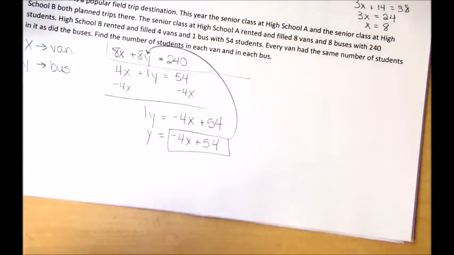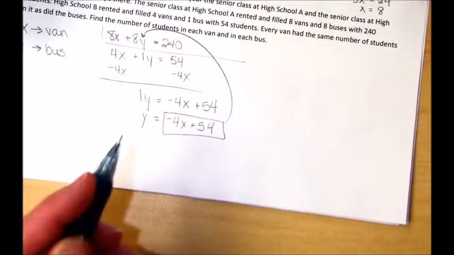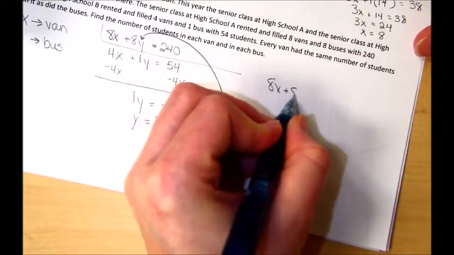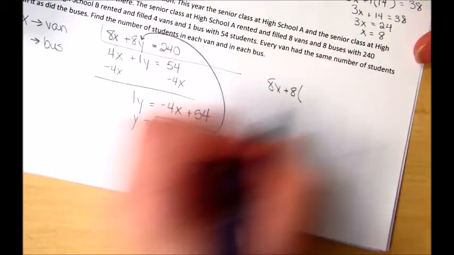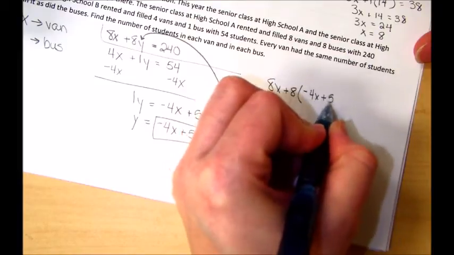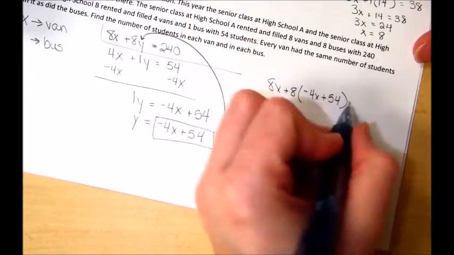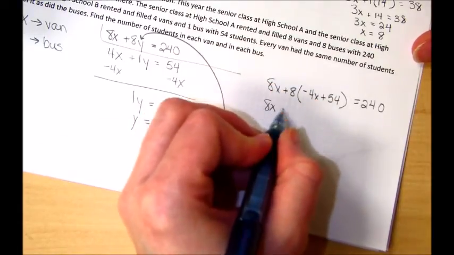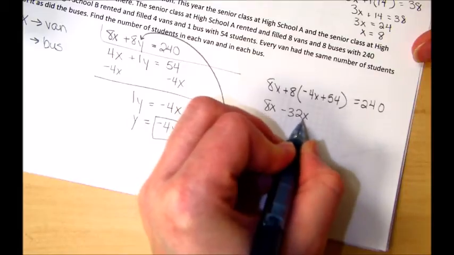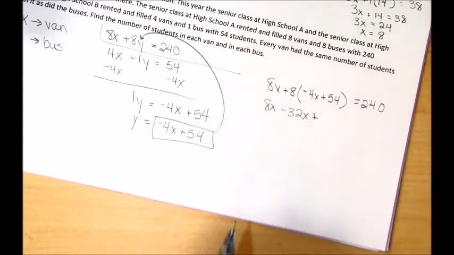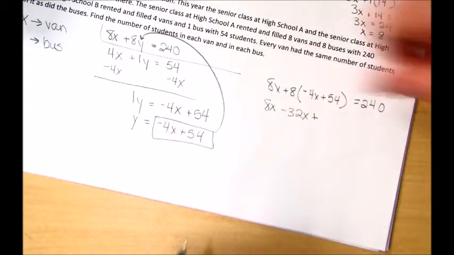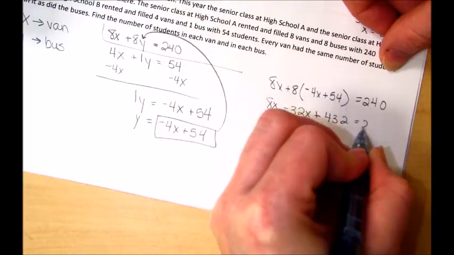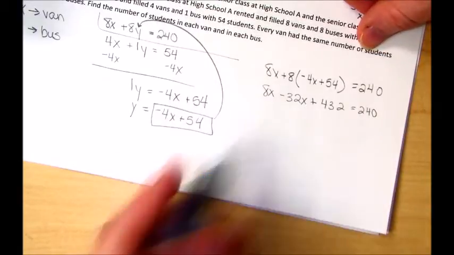Now, if you wanted to do elimination, I mean, go for it. It really doesn't matter to me as long as you get the right answer. So I'm going to do 8x plus 8 times -4x plus 54 equals 240. Distribute in, so you get 8x minus 32x, let's see, 8 times 54 is, that's going to be 432 equals 240. And let's just solve this.